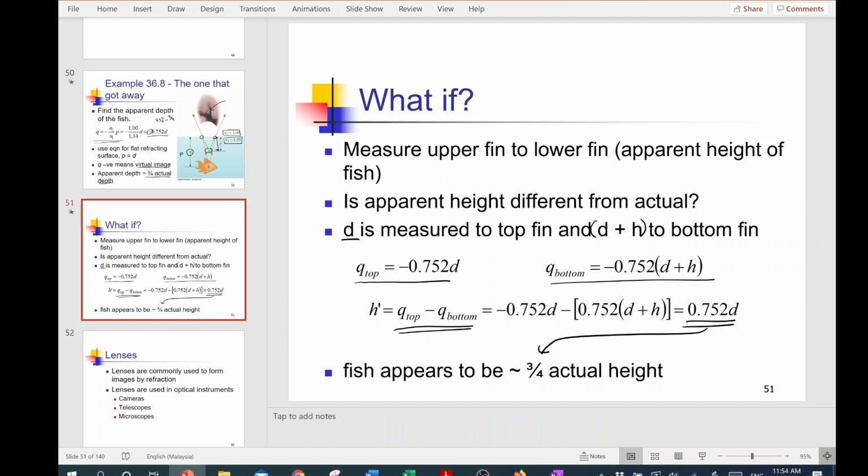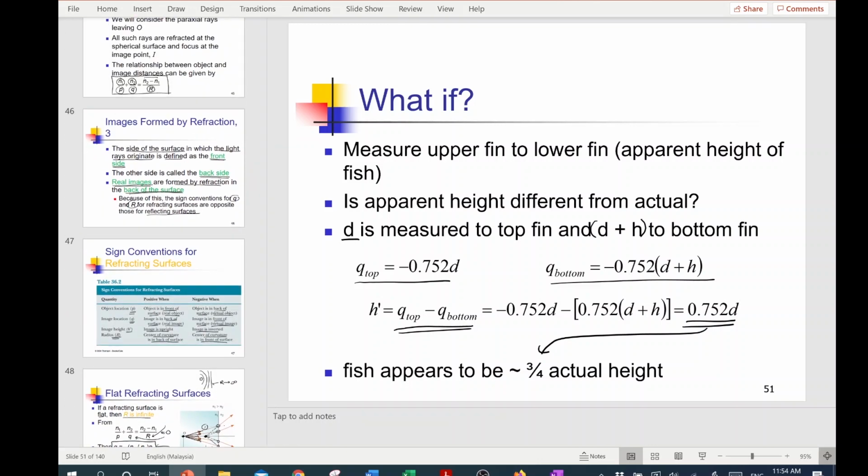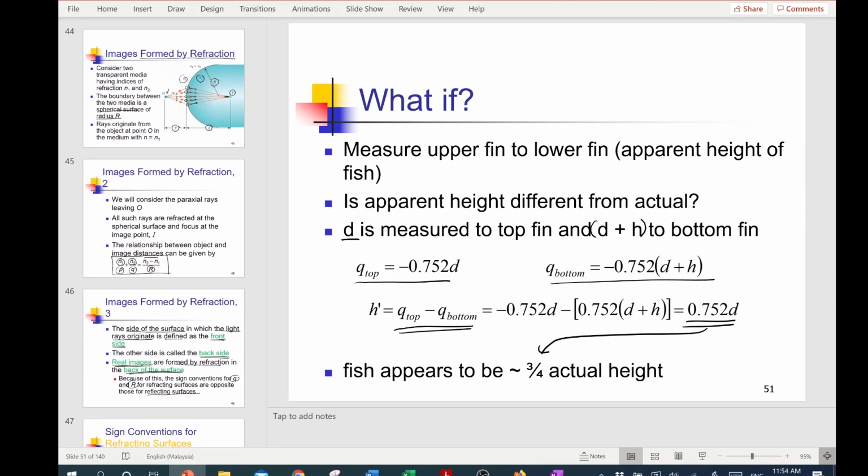Okay, so that is the discussion about refraction, the image that is formed by refraction.